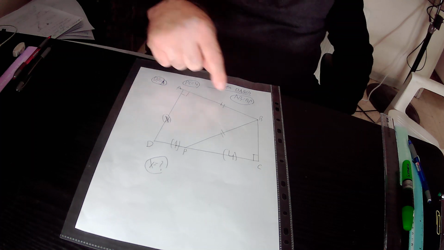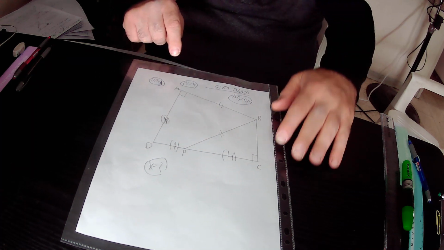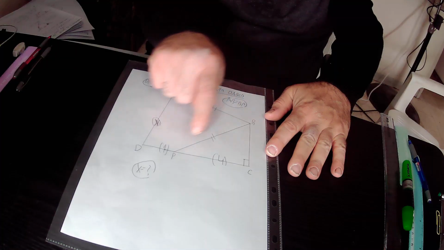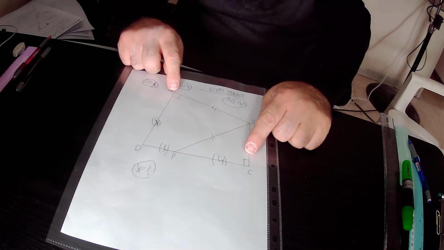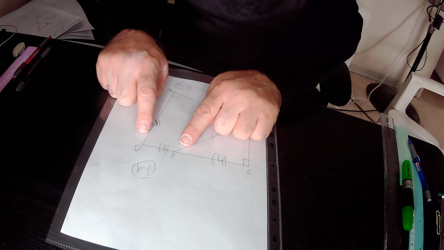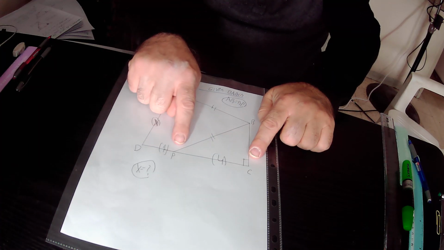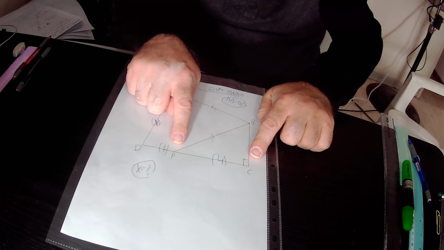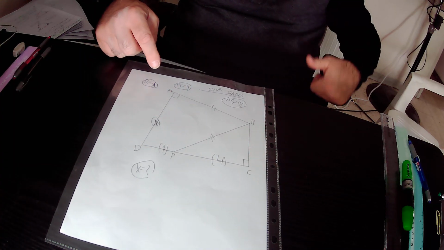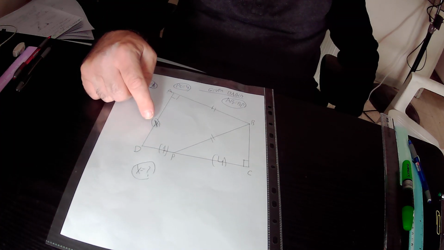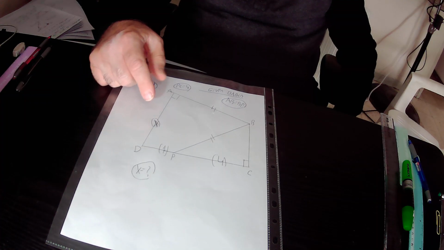So in the drawing we have quadrilateral ABCD. We know that AB equals BP. Those two angles are both right angles. The short line segment DP equals 1 unit. Line segment PC equals 4 units. Again, our task is to find the length of side AD, which is x. We have to find the value of x.